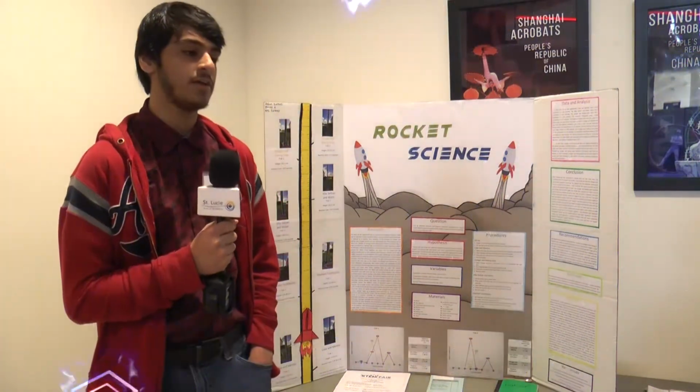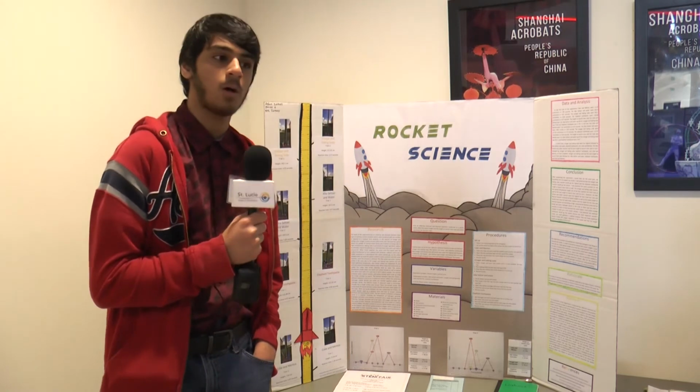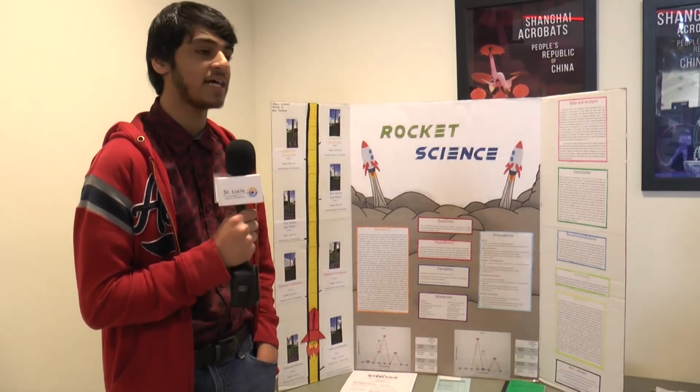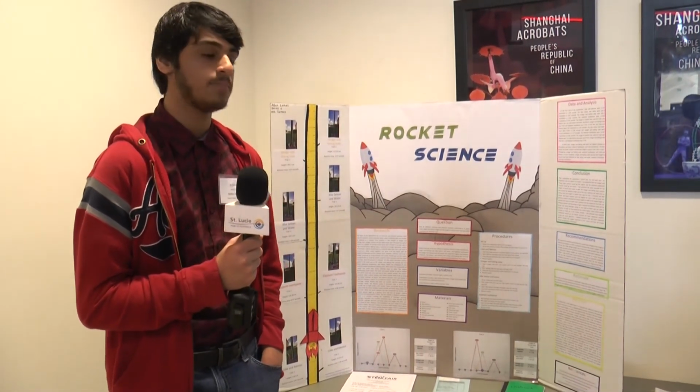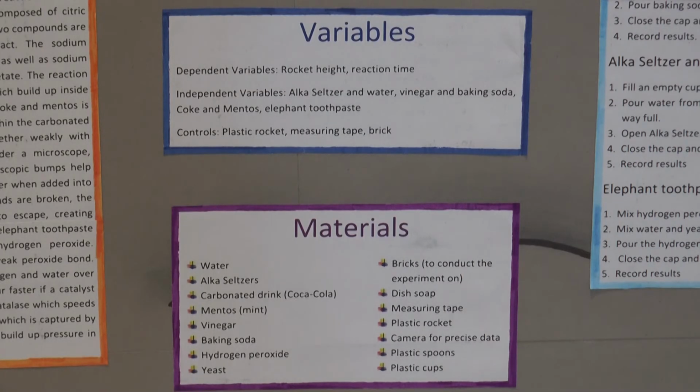My project is on how different chemical and physical reactions affect the launch height and the max height achieved by a plastic rocket. So the 4 different chemical reactions that I used were Coke and Mentos, vinegar and baking soda, Alka-Seltzer and water, and elephant toothpaste. And I just wanted to see how those different types of reactions would affect that rocket.